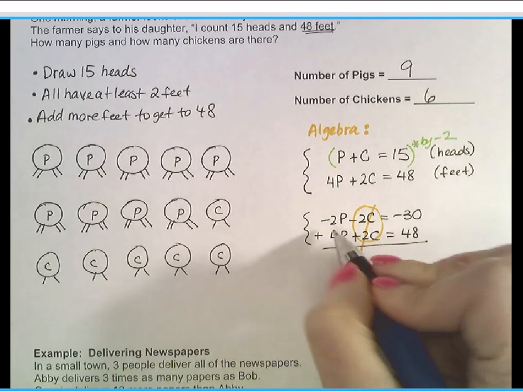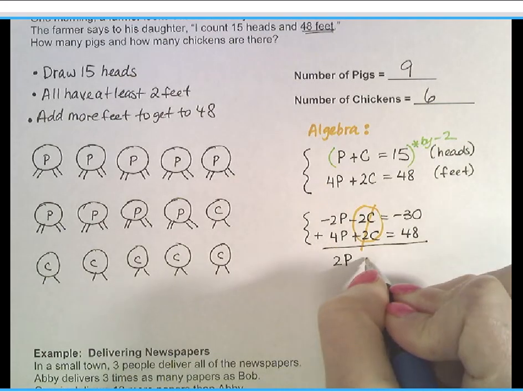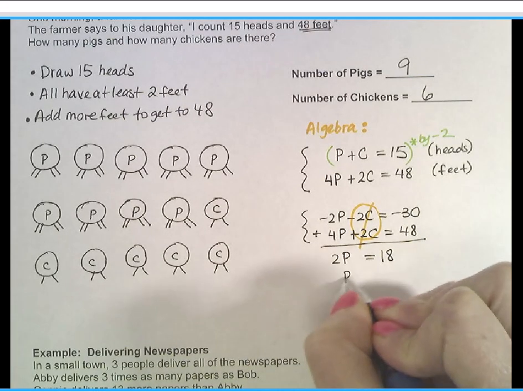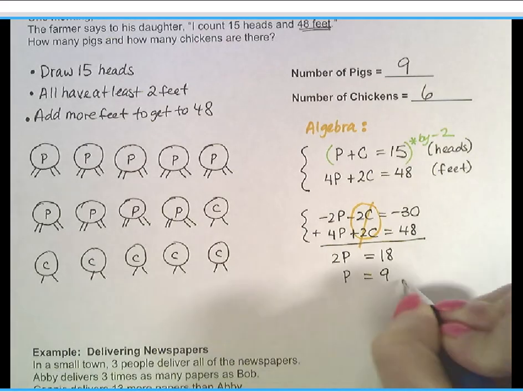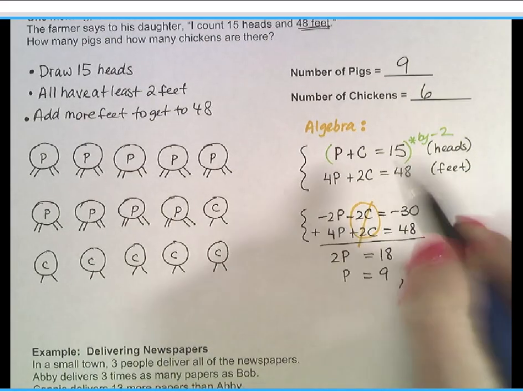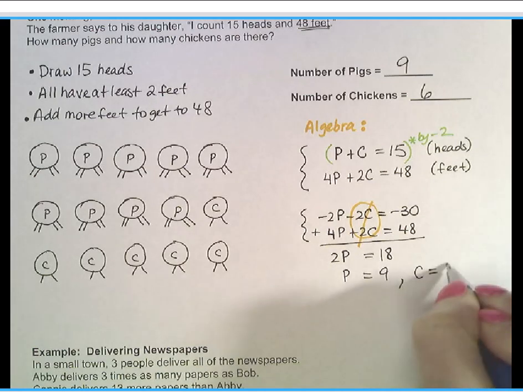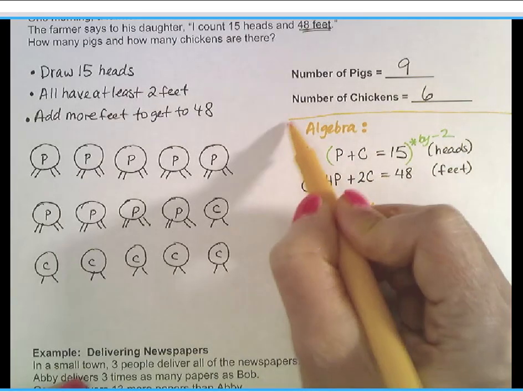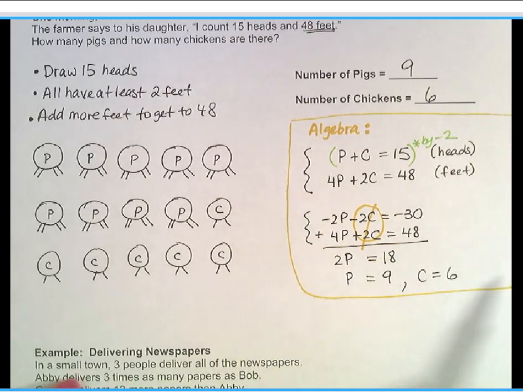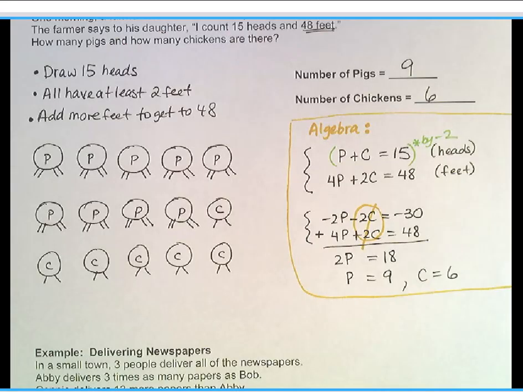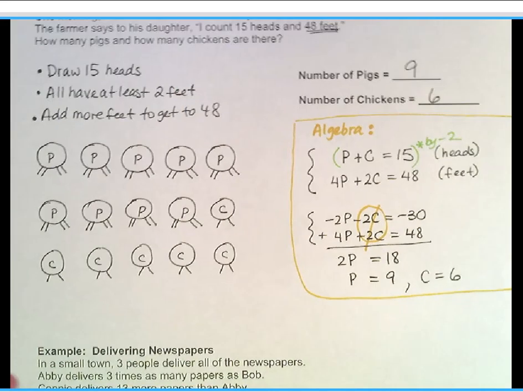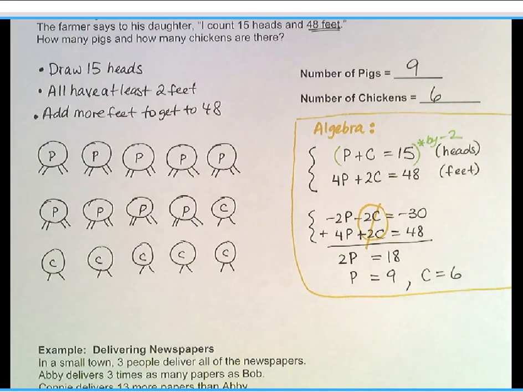And what you're going to get is 2 pigs is equal to 18, which can be very easily solved, that p is equal to 9. And if you know that there's 9 pigs and there's 15 animals, then the number of chickens has to be 6. So again, this is where you would be headed for algebra. But the big takeaway here is not the solving. The big takeaway is that it can be done with a picture. And we can magically turn chickens into pigs. That's kind of cool too.